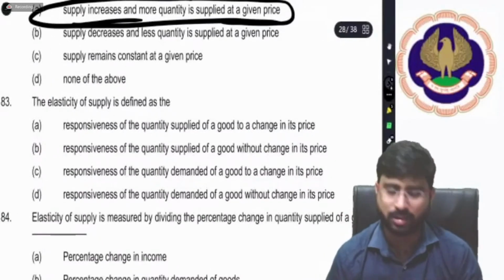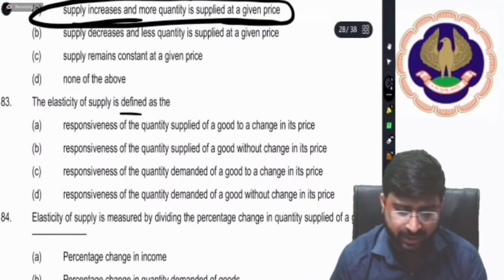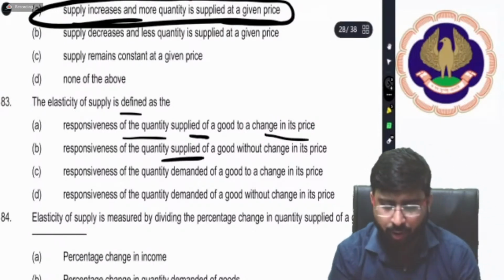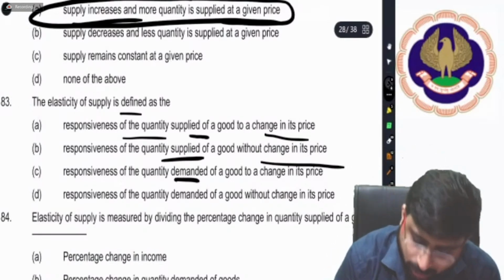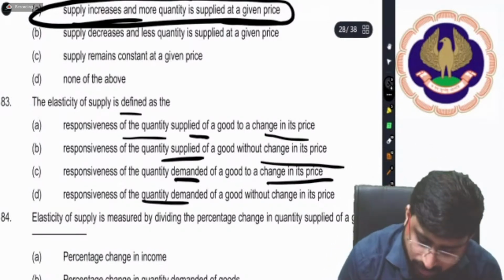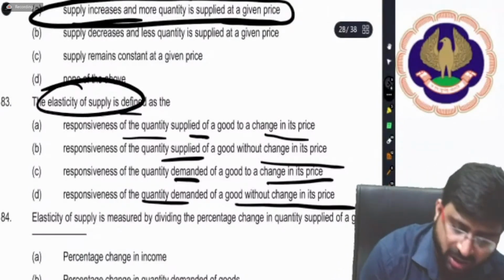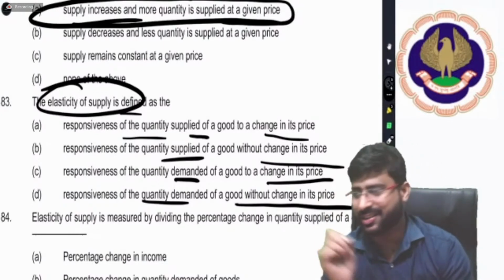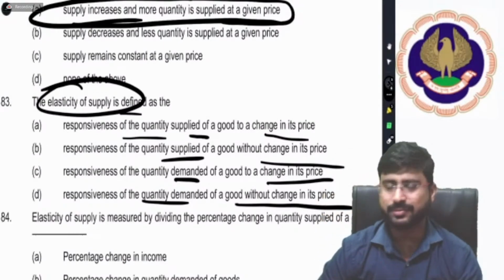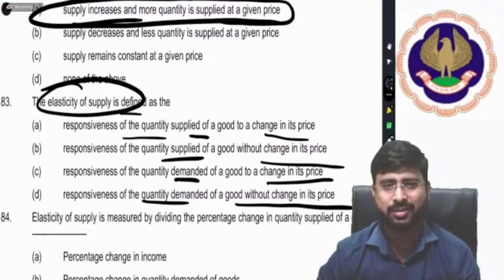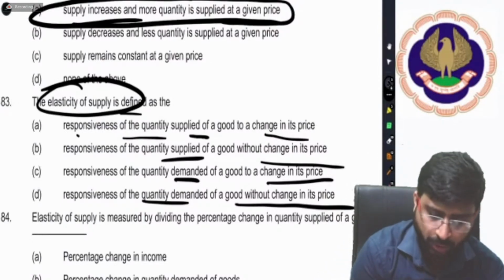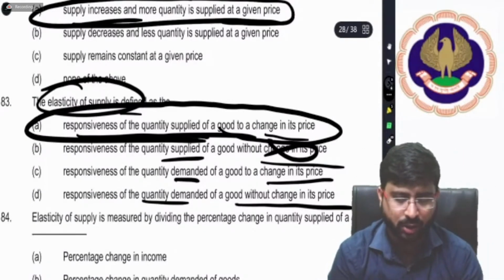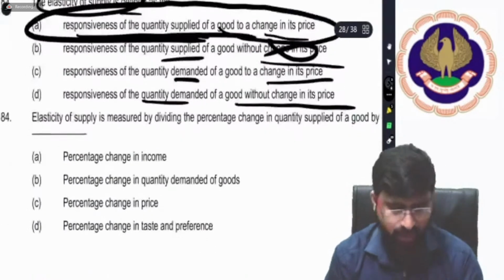Yes, the next definition. Elasticity of supply is defined as responsiveness of quantity supplied to change in price, responsiveness of quantity supplied of a good without change in price, responsiveness of quantity demanded to change in price, or responsiveness of quantity demanded without change in price. Question is from elasticity of supply. Come on, answer it. Very easy one, isn't it? Absolutely. Responsiveness of quantity supplied to change in its price. Obviously, without change, why will you calculate? Elasticity is with respect to price. Okay, sir.